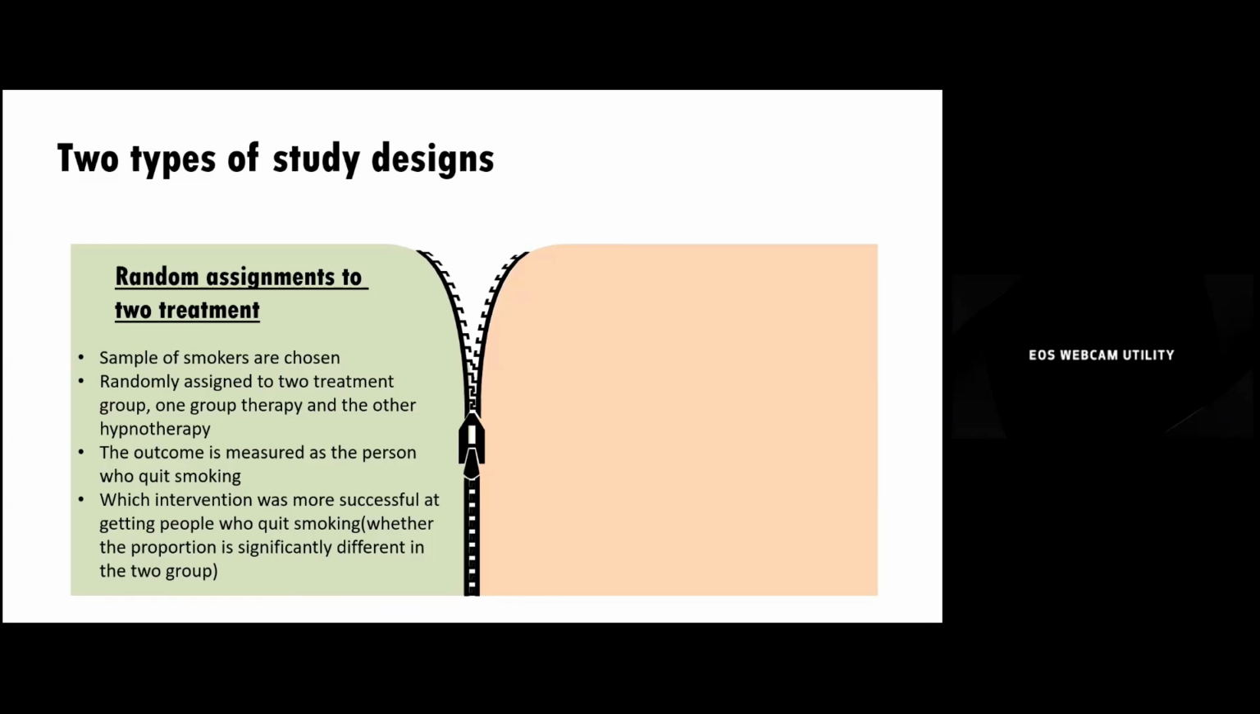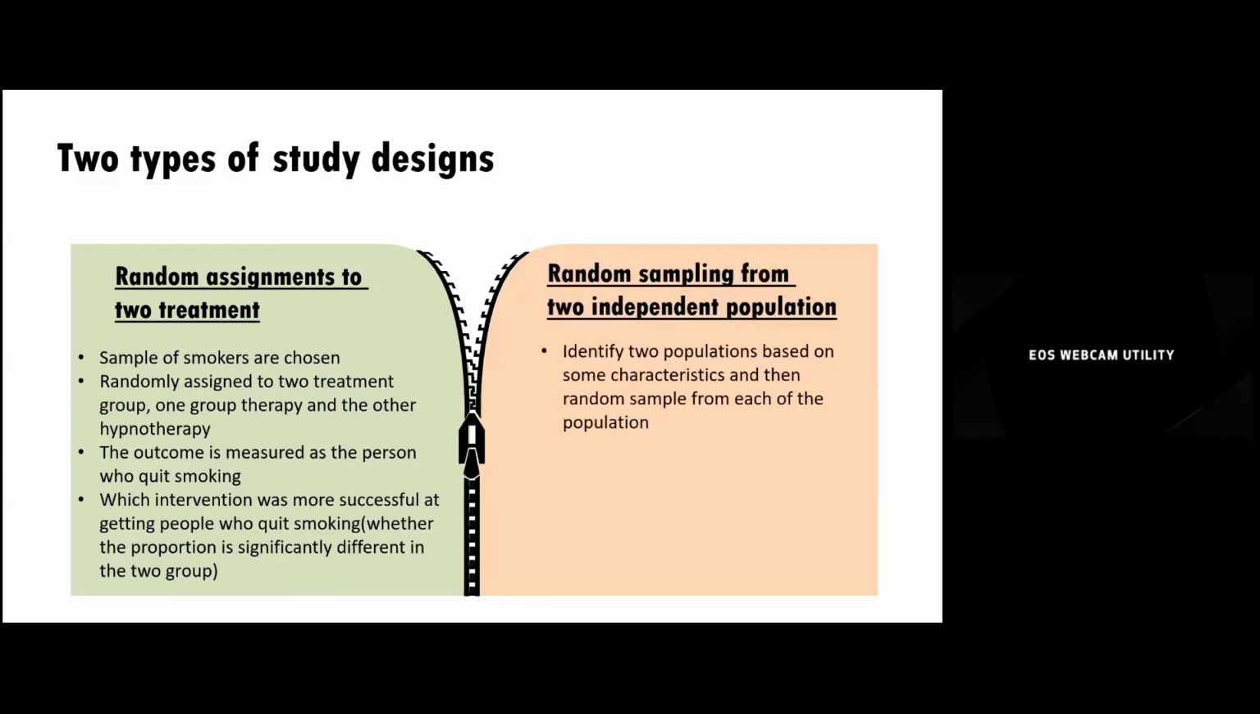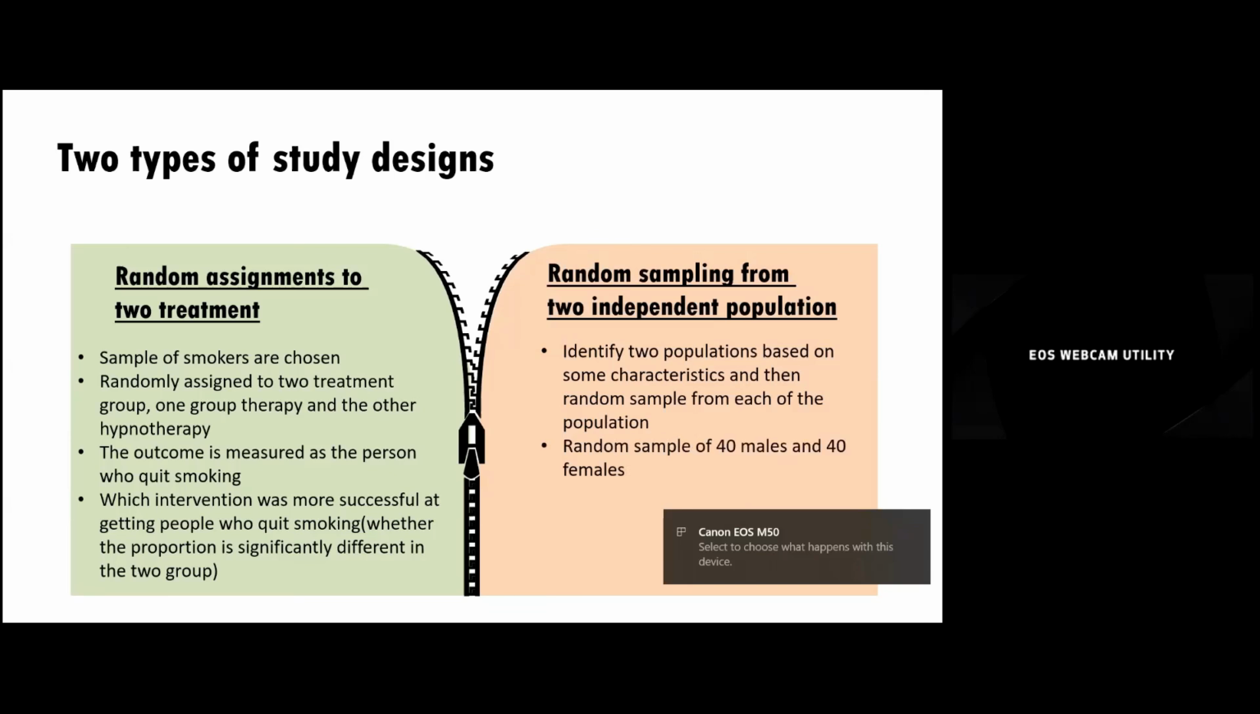In that case, we can use a chi-square test of homogeneity, or if you are randomly sampling two independent populations, like you have seen in the previous example, that we have chosen 50 males and 50 females deliberately from a population, and we want to see whether the difference in the outcome of the heart attack that we have observed is statistically significant or it is by chance.